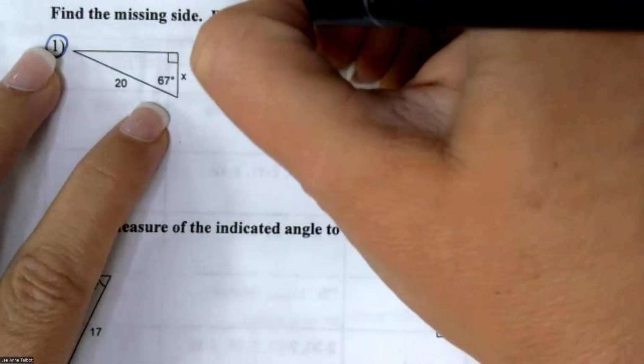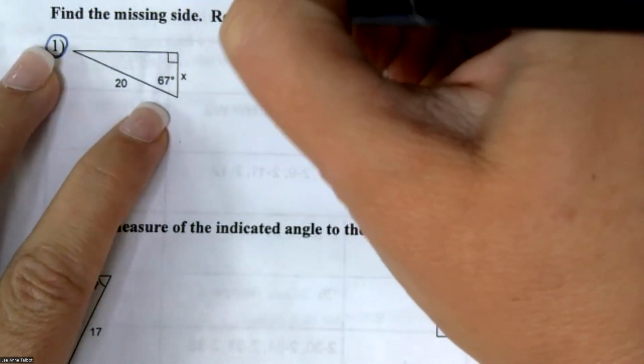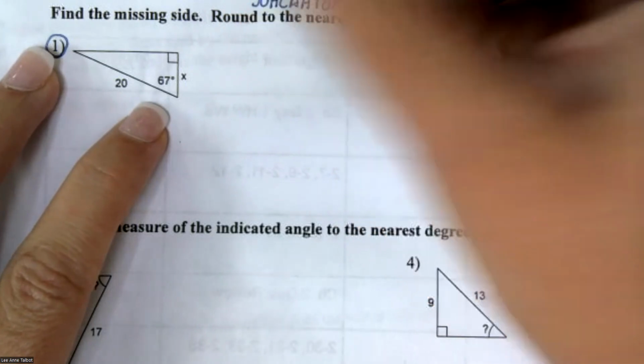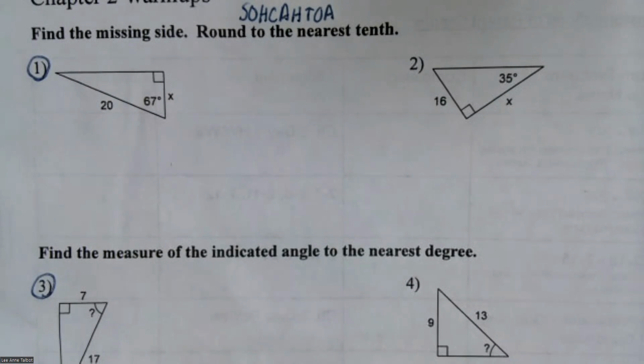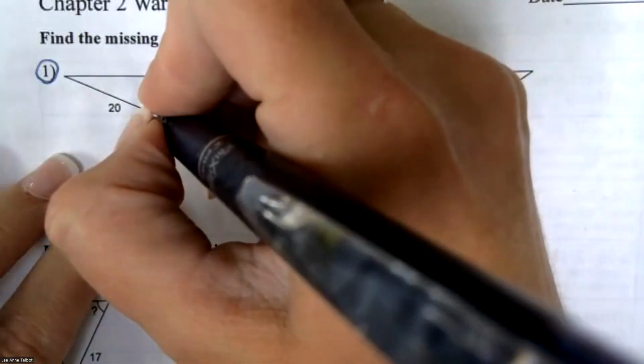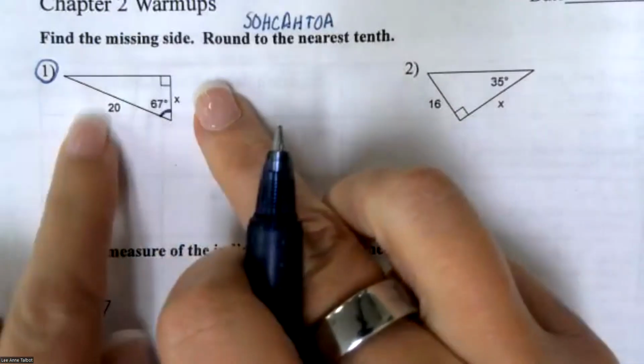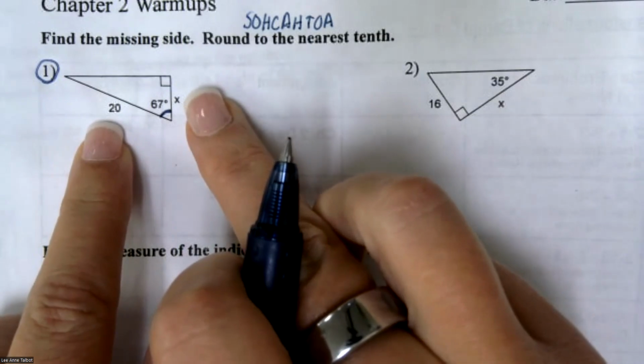The first thing I'm going to do is write SOH CAH TOA at the top of my paper. That helps me figure out what trig function to use. And next I will label the sides that are marked already with opposite, adjacent, or hypotenuse.